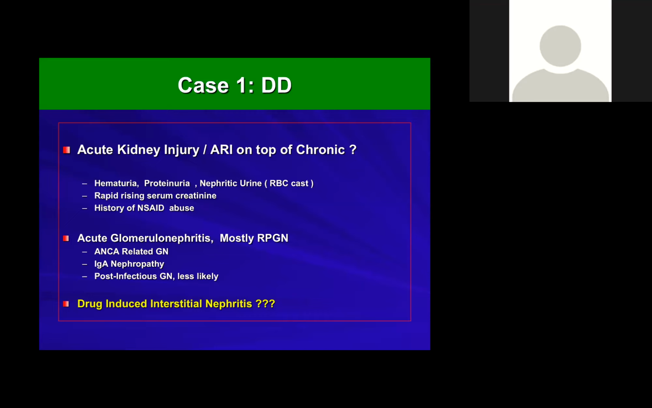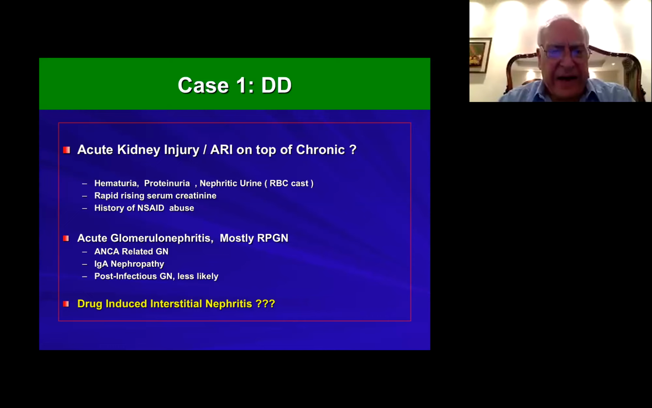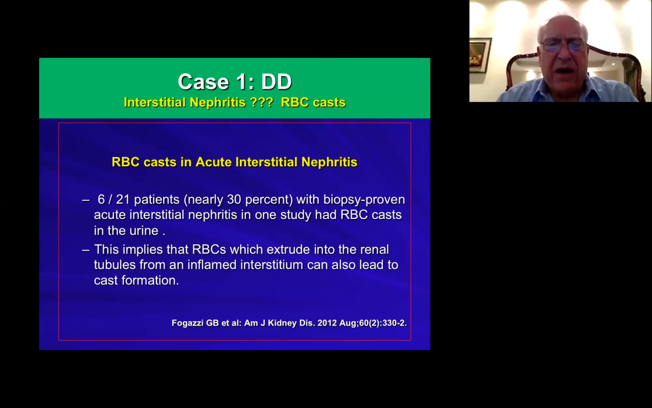Another one suggested the drug-induced interstitial process. So basically they are in agreement with what we have. Yes. ANCA-related, IgA, nobody mentioned IgA. Okay, post-infectious. Okay, let's proceed and see what we have. Okay. So, someone advised about interstitial nephritis. Do we see RBC casts in interstitial nephritis? This patient has red cells casts.